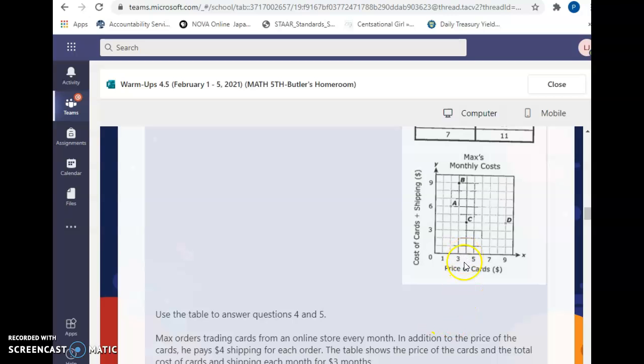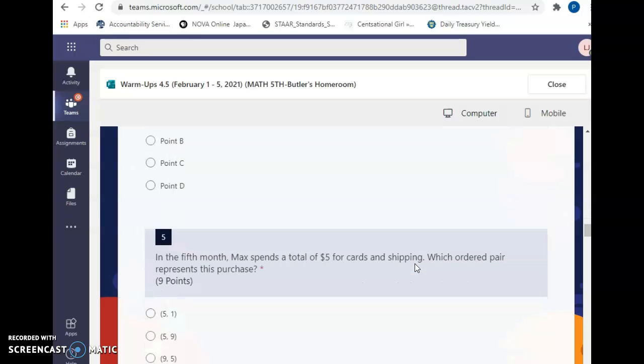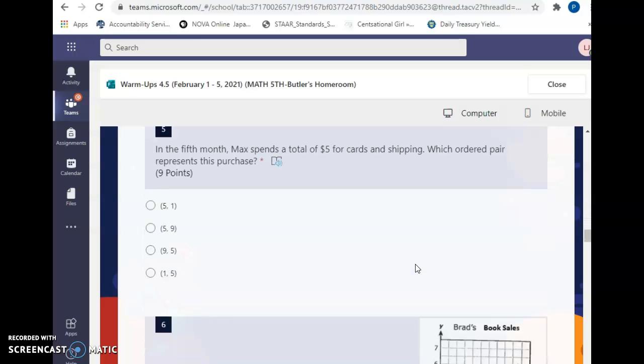Okay, so you remember you need to add 4 to the price of cards. So this is 2, 6, so that's 2 plus 4 is 6. 3 and 9, that's not it. This one is 4 and 4, so that's not it. 9 and, okay, that's backwards. So you know the only one that's possible is A, okay? 2 and 6, because if the cost of the cards is $2, you need to add $4 shipping to find the total cost of the cards, okay? Number 5.